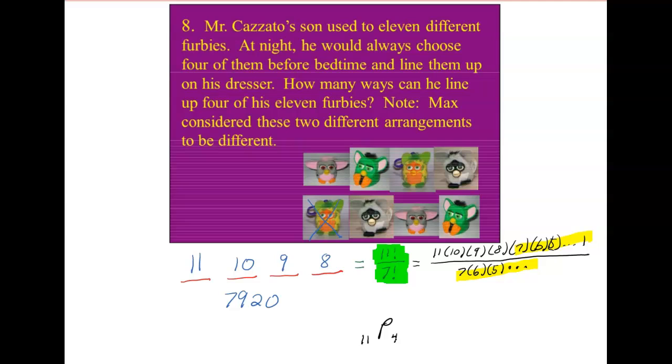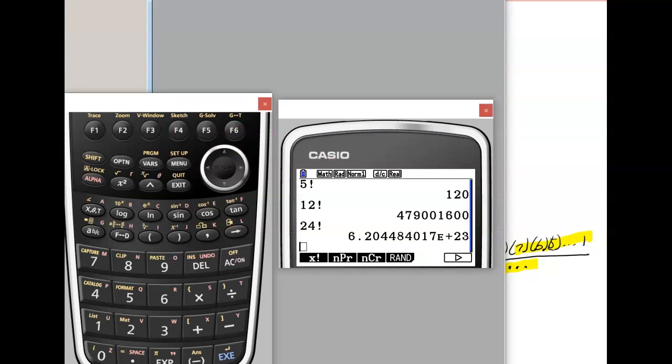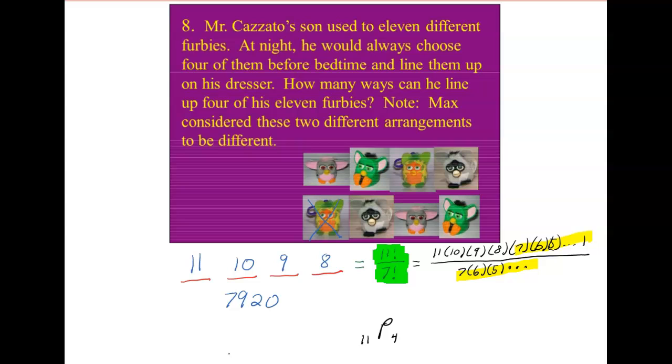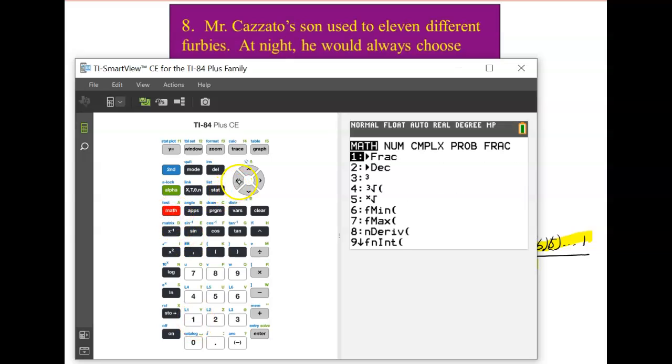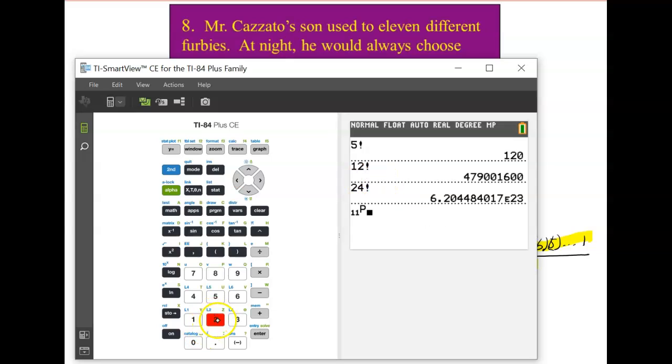And some of you may have noticed there is a calculator command. If we look at the Casio, you will see NPR. So if we wanted to do problem number 8, we would do 11 permute 4. And notice that answer is the same, 7920. On the TI, we would do 11, math, probability, and notice number 2 says permute NPR, and we would say 4 and hit enter. So we're getting the same answer.